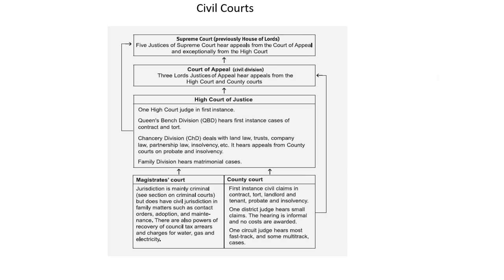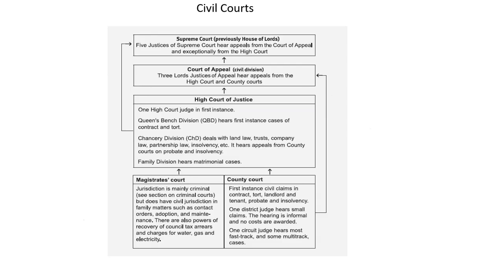Next, the county court, with all the first instance civil claims. When we talk about the first instance, it means where the hearing is first heard. So every civil claim's first hearing is heard in the county court. First instance civil claims include contract, tort, landlord and tenant, probate and insolvency. Basically, all the civil claims that come to the civil courts are first heard in the county court. The county court is the main civil court where all first instance civil claims are heard. There are two types of judges in the county court: a district judge who hears small claims, and a circuit judge who hears fast track and multi-track claims.